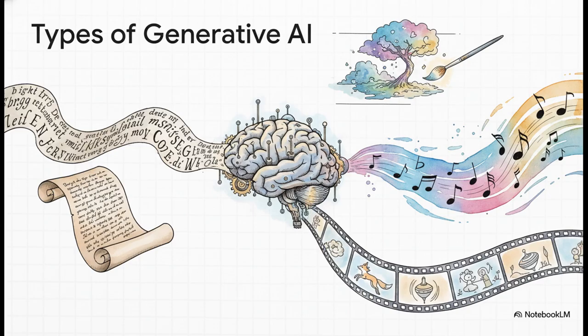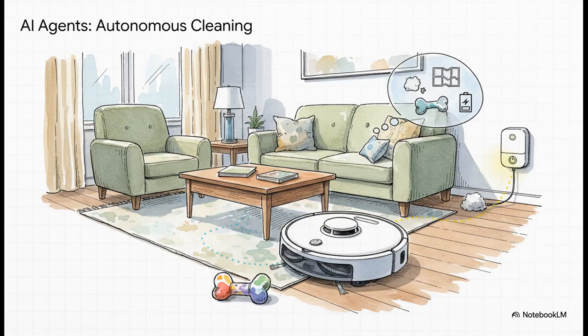You've got image generators like DALL-E that can create a picture of anything you can imagine. And now we're seeing tools that can generate original music and even video clips. It's a lot. Okay, now let's talk about AI agents.